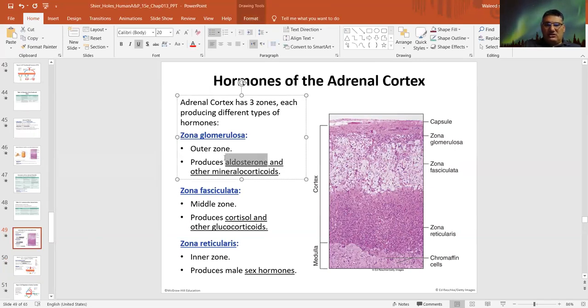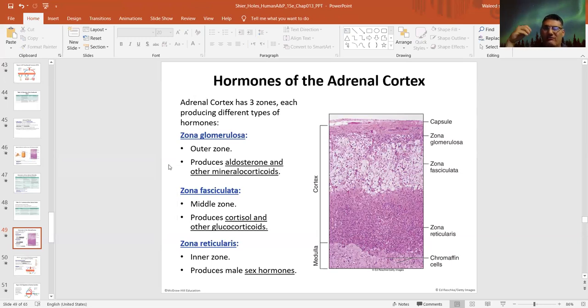Aldosterone, which I just mentioned, is one of the secretions of one of the zones called zona glomerulosa. The cortex from outside is three zones, like the cover is three layers, 1, 2, 3: glomerulosa, fasciculata, and reticularis. What is the secretion here? Aldosterone. The aldosterone is one of the mineralocorticoids. You need to remember this.